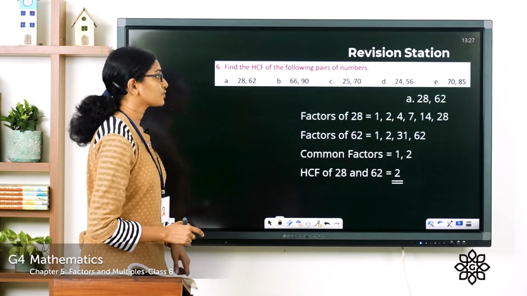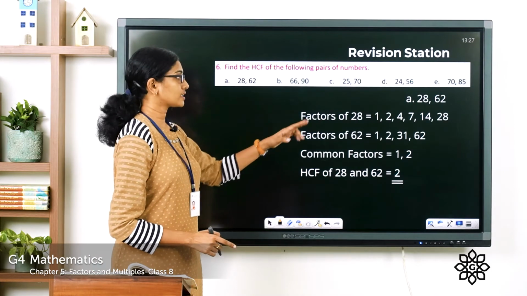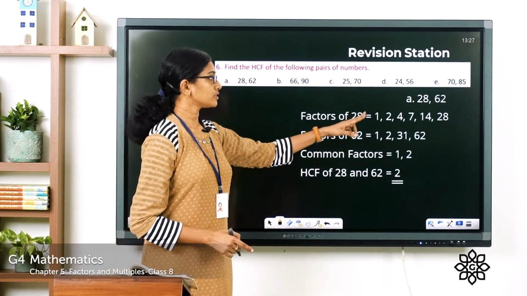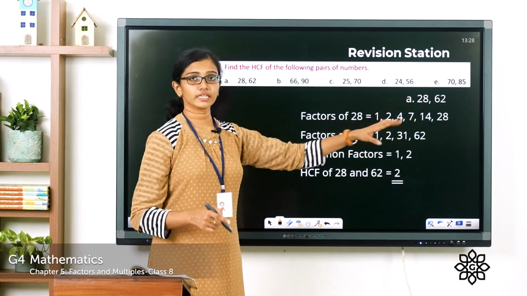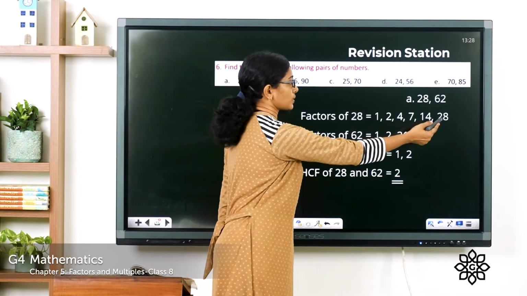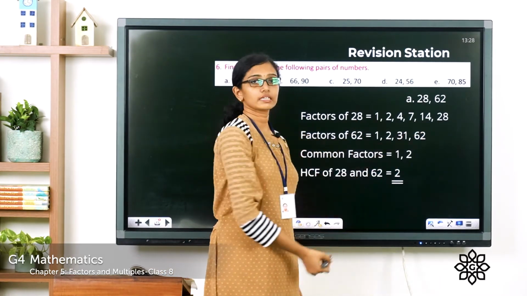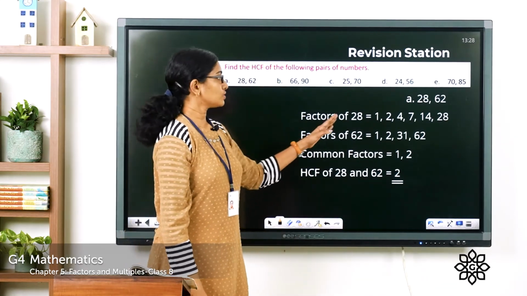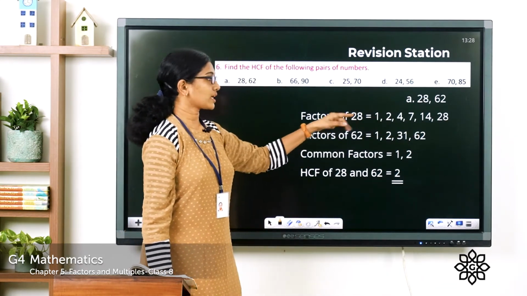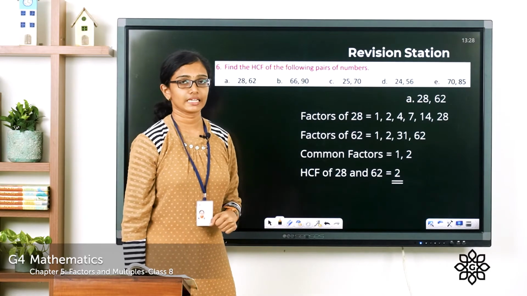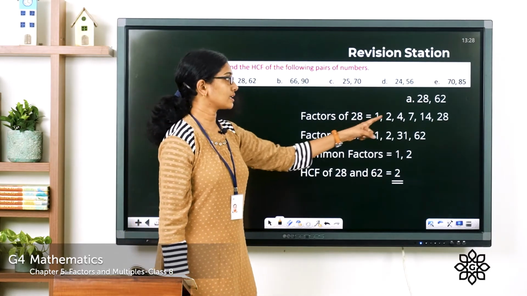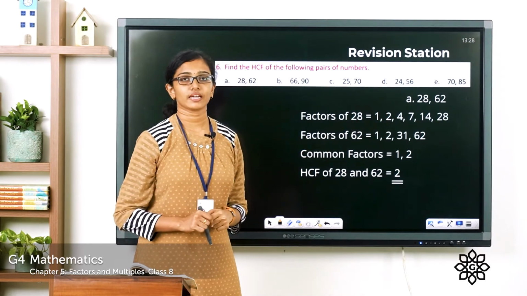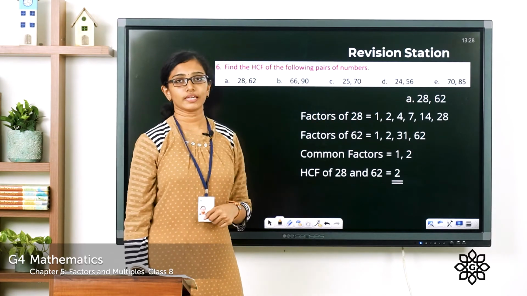Which are the factors of 28 and 62? Factors of 28 are 1, 2, 4, 7, 14 and 28. Right? 1 into 28 is 28, 2 into 14 is equal to 28 and 4 sevens are 28. So these are the numbers which can divide this 28 completely without any remainder, or these are the numbers that can be multiplied together to get the number 28.